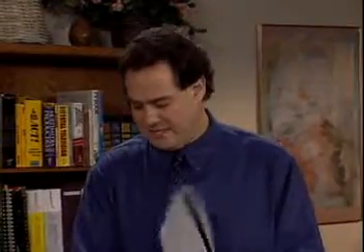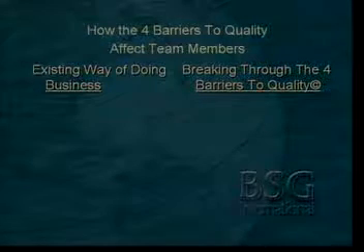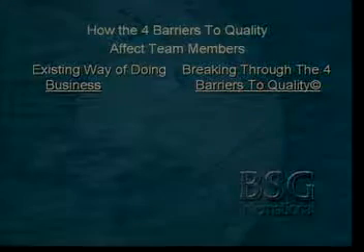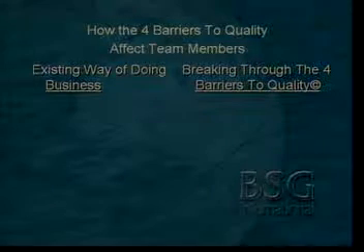Okay, and then let's look now at page number 10. Okay, page number 10, now in effect, how do the 4 barriers to quality affect team members? These are just some points that we really want to go over and touch on lightly, but they're good bullet points as an example that you can take back and look at, and y'all can fill in the blanks with this.